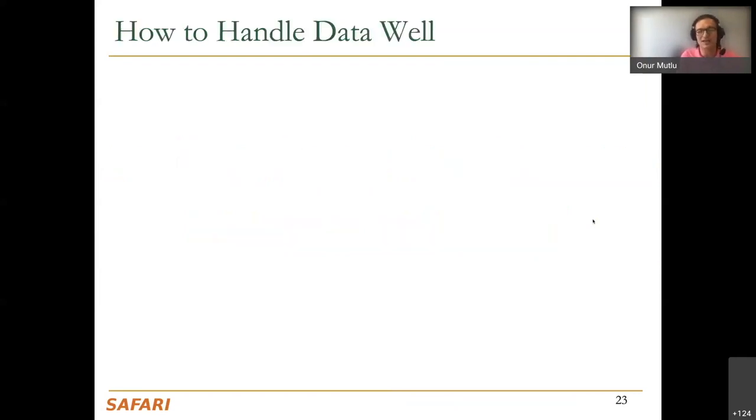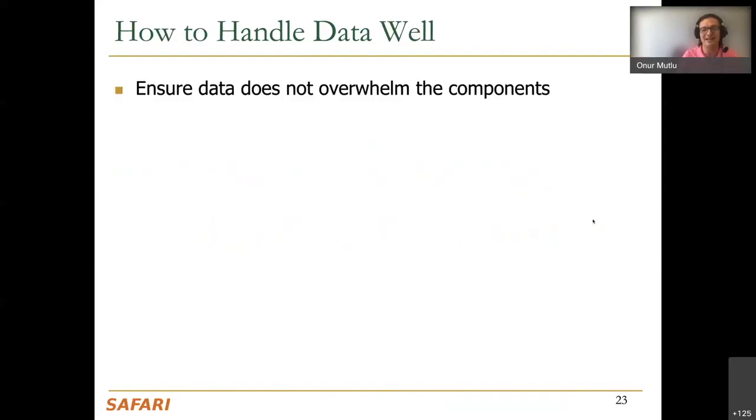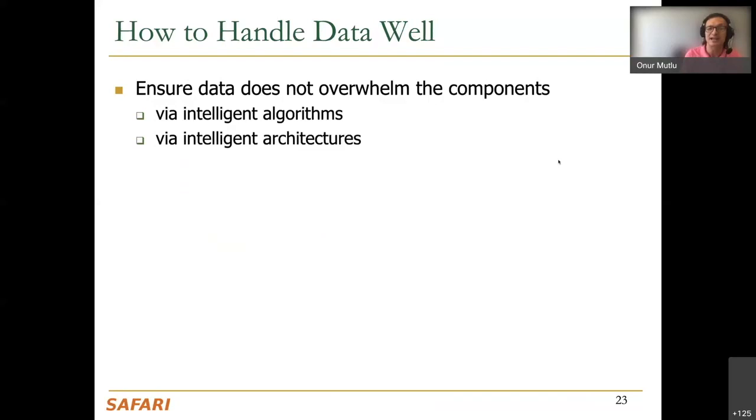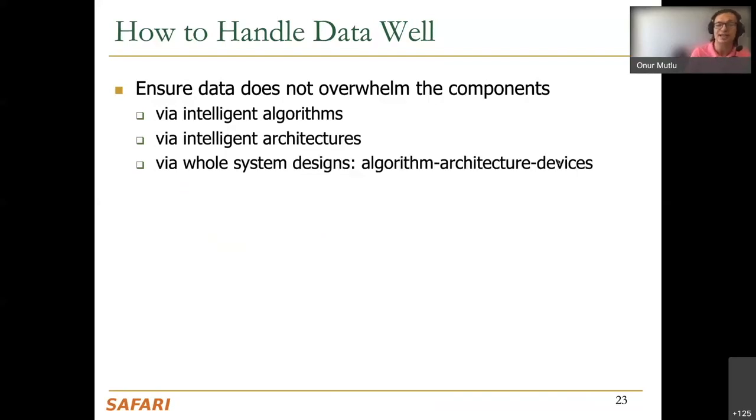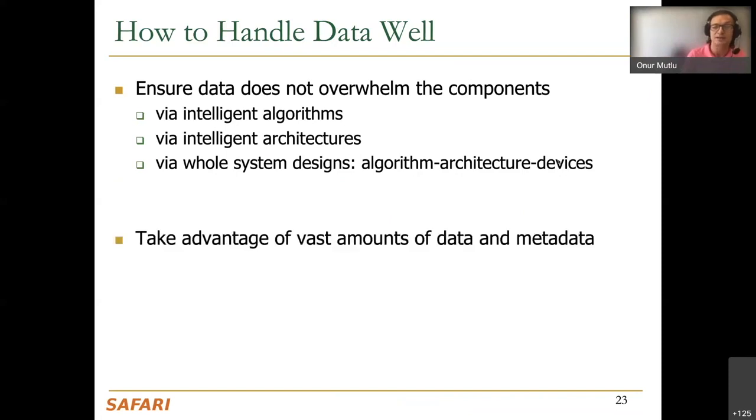And of course, the question becomes now, how do you handle data well, right? And I'm going to give you three different directions that are complementary to each other. And I believe they should be done together. But we're going to focus on one particular direction for the purpose of this talk, since we don't have a long amount of time. But basically, we need to ensure that data does not overwhelm the components that we design via intelligent algorithms, via intelligent architectures, and via intelligent whole system designs, algorithms, architectures, devices, all together. I'm going to especially focus on this part.